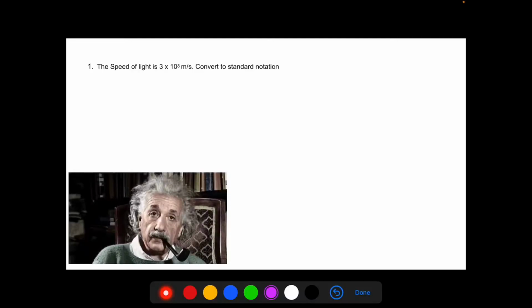All right, so here we go. The speed of light is 3 times 10 to the 8th meters per second. Convert this into standard notation. Okay, this is where you could pause it and work it through yourself, or just keep going.